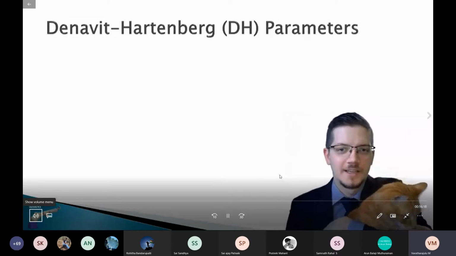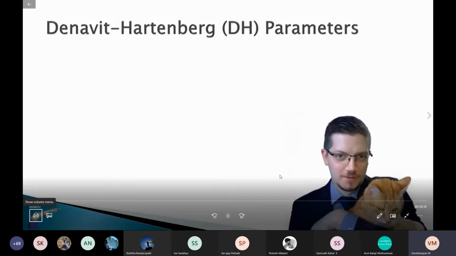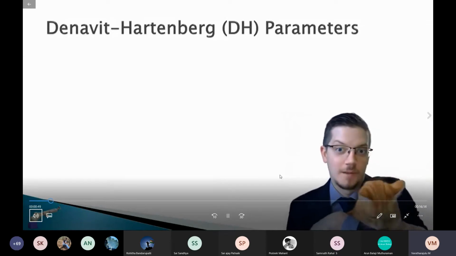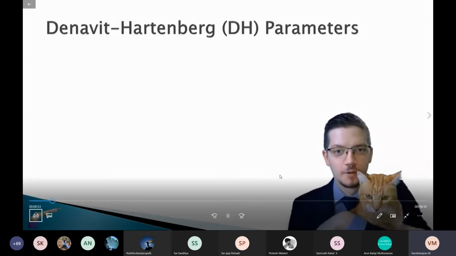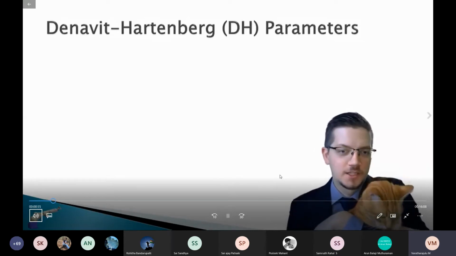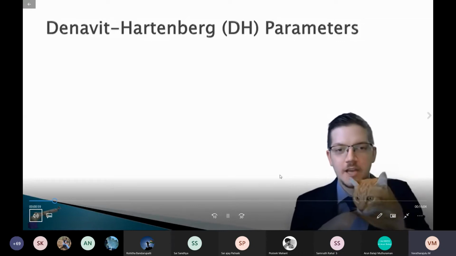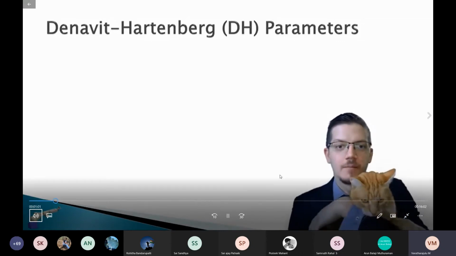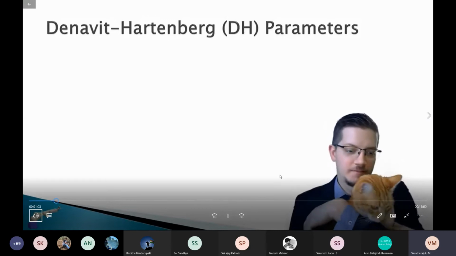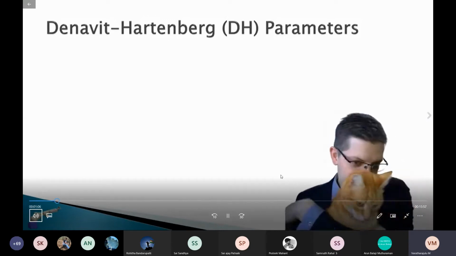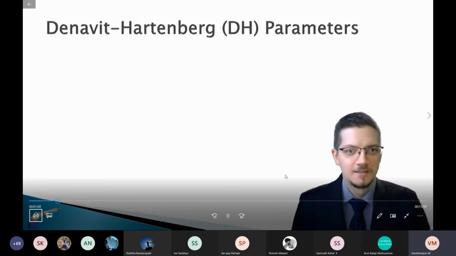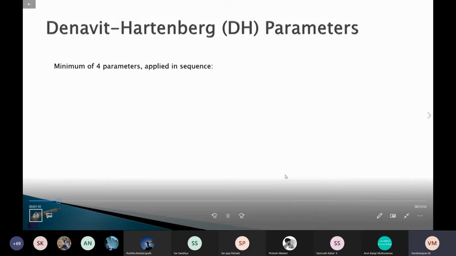Okay, so Kismet has joined me here to help describe Denavit-Hartenberg parameters. The Denavit-Hartenberg parameters are a really powerful tool for describing forward kinematics. What this says is the transform between any two reference frames on a serial link chain can be described with a minimum number of 4 parameters, applied in sequence.